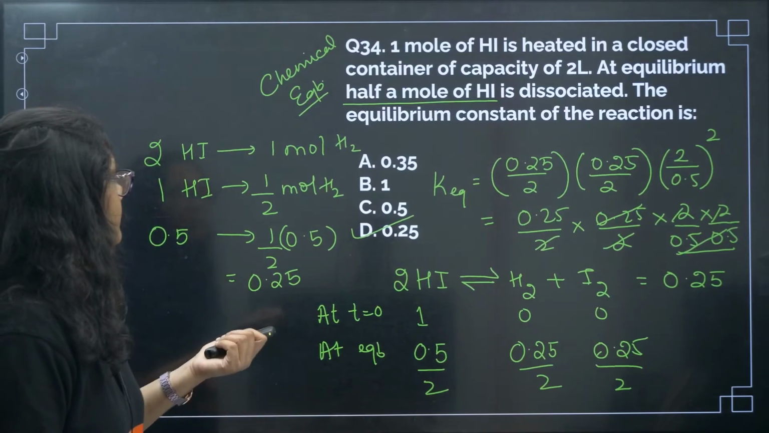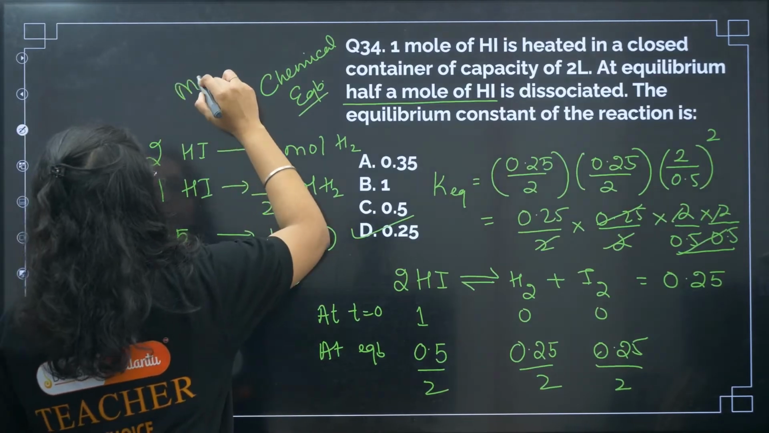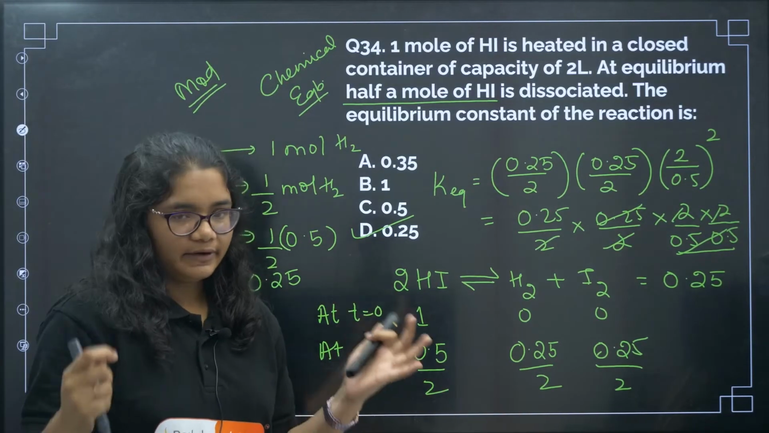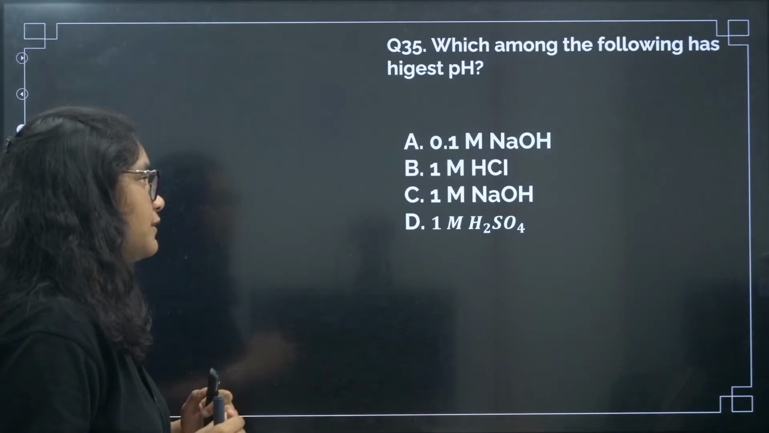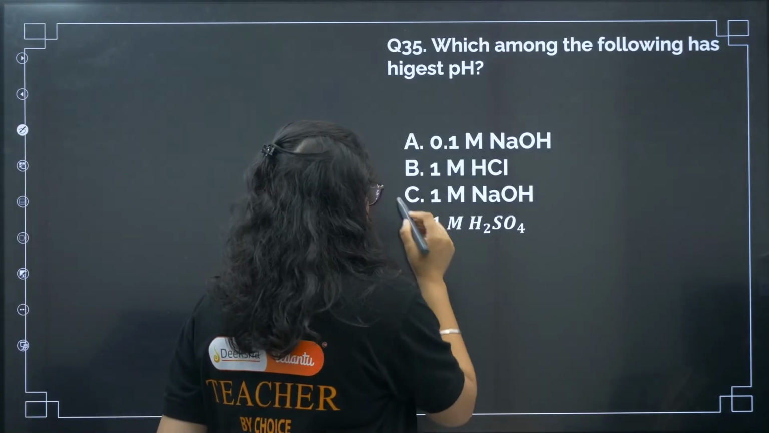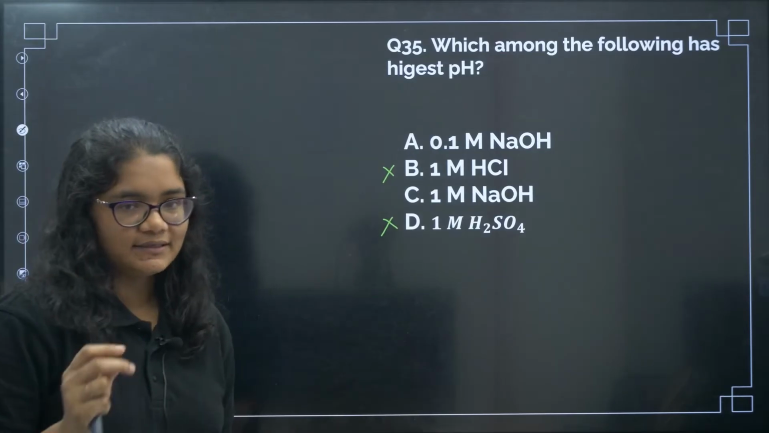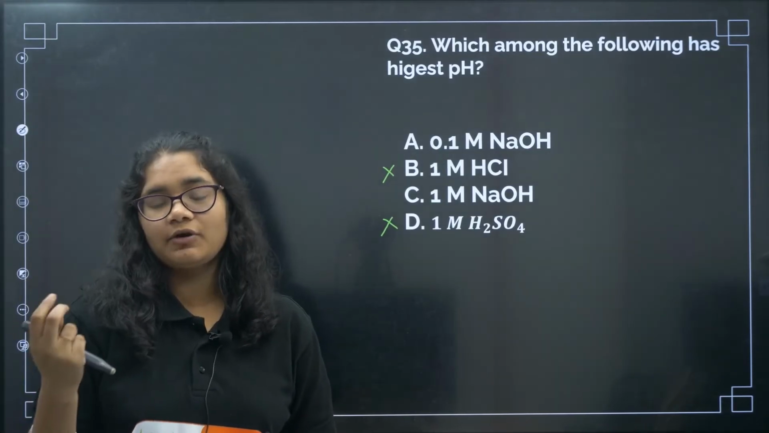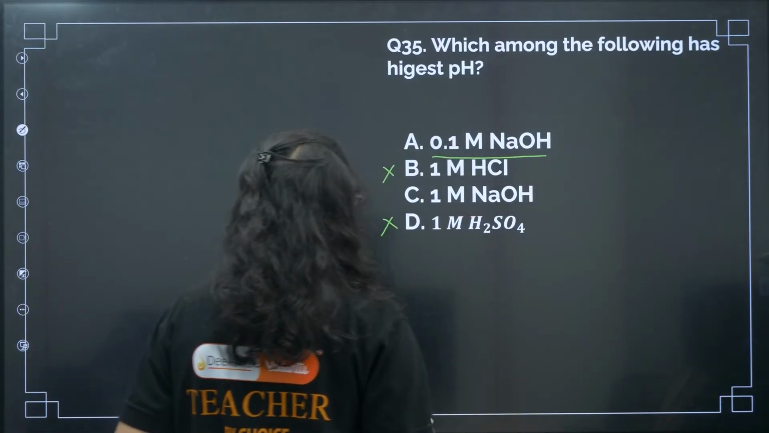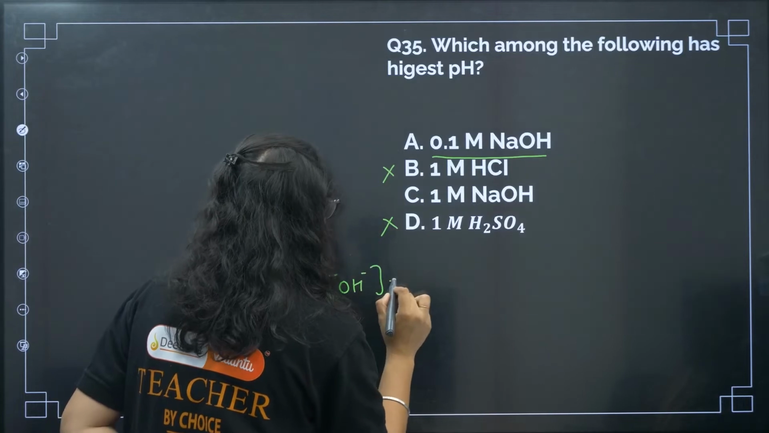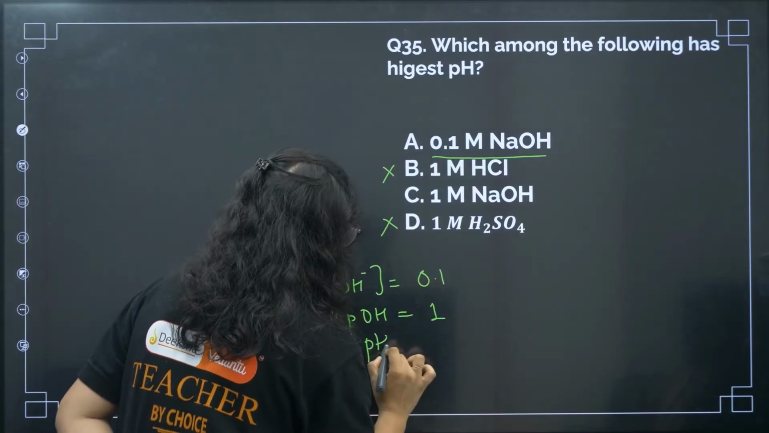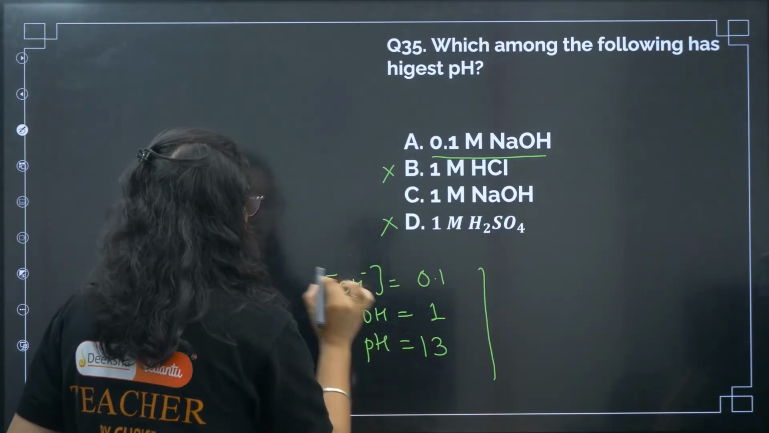Okay, now coming to the next question. I'll tell you this one is again a little moderate question, because directly you need to think a little in a tricky way. Now coming to question number 35, which among the following has the highest pH? Now you know acids will have low pH, so we can eliminate options B and D by seeing the question. High pH is for bases, low pH is for acids. Now coming to this one, if you see 0.1 M NaOH, so what is the OH minus concentration here? 0.1, then pOH will be equal to 1, then pH here will be 13, right? That is for option number A.